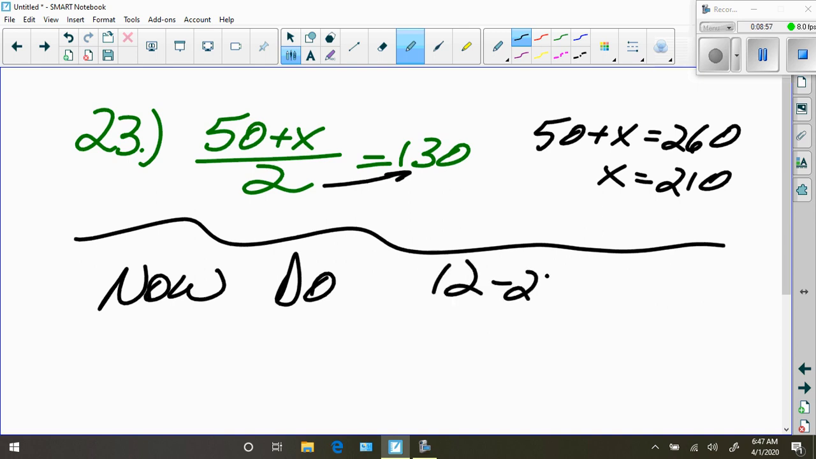Okay, so now do 12 through 24 evens. And then at some point, I'm sure Mr. Barrow is going to send out an answer sheet for that. Make sure you get it turned in on time. That'll be great. And then we'll move on to new stuff tomorrow.